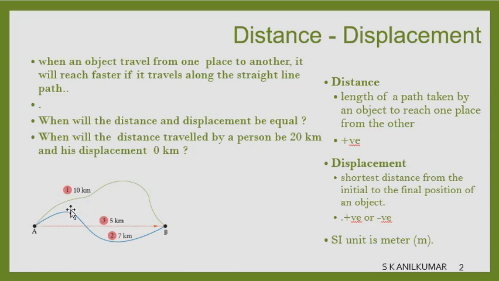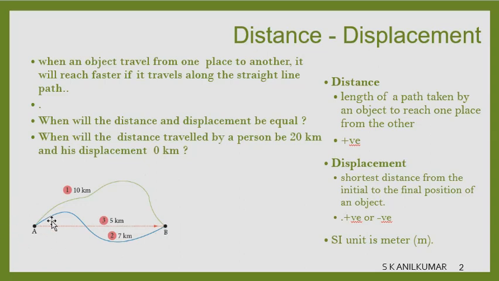So if you take route 1, you will have to travel 10 kilometers. If you take route 2, you will have to travel 7 kilometers, and this distance is always positive. This distance is always positive because from 0 kilometers, you keep adding kilometers as you go on and on till you reach point B. This is distance. But displacement is the shortest distance from the initial point to the final point of the object.